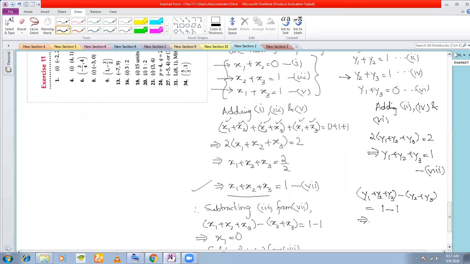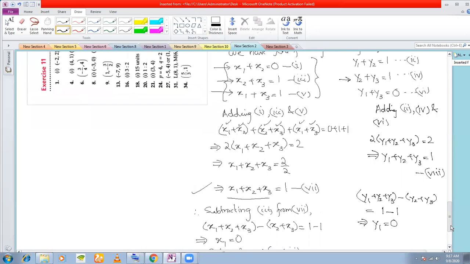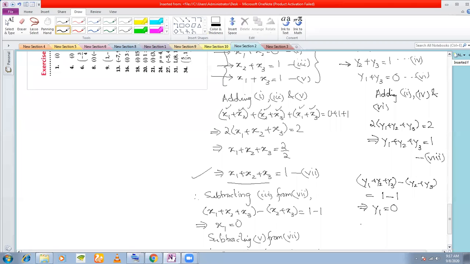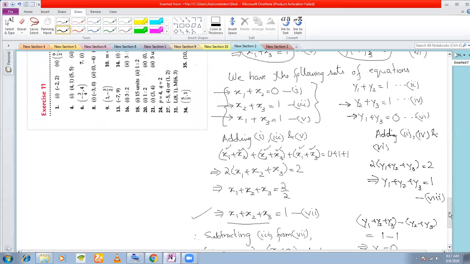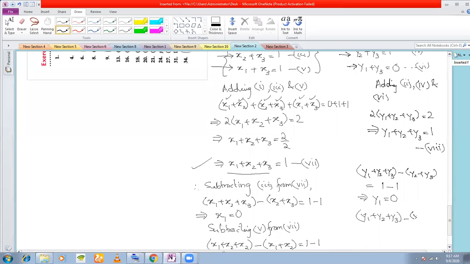That means y1 is equal to 0. Next, y1 plus y2 plus y3 minus, we want to find y2. Which equation does not have y2? Number 6. So subtracting 6 from 7. So y1 plus y3.